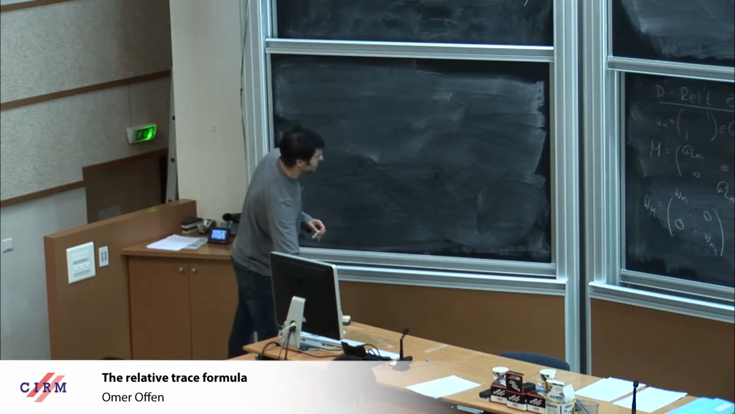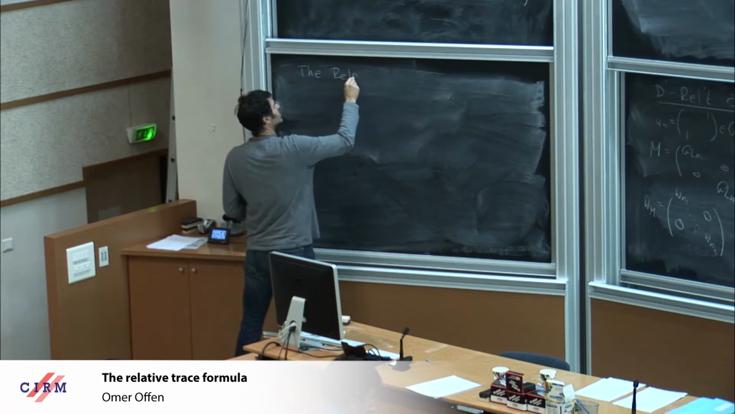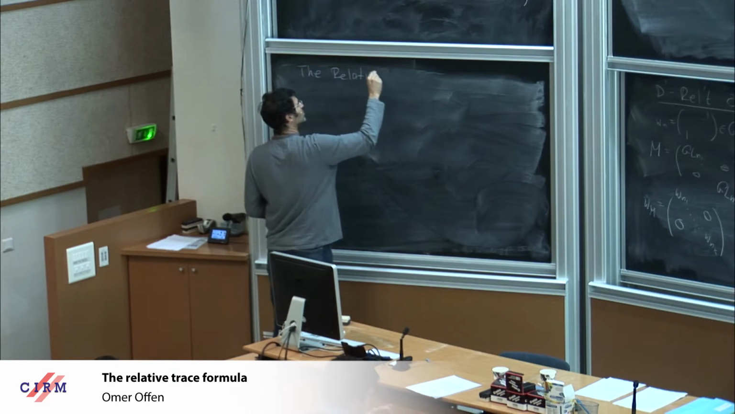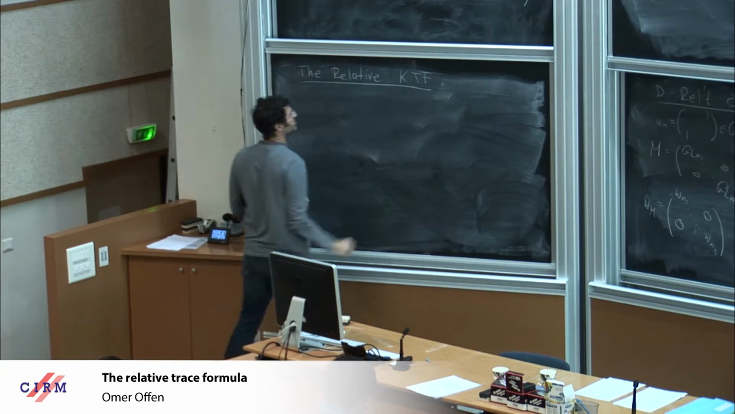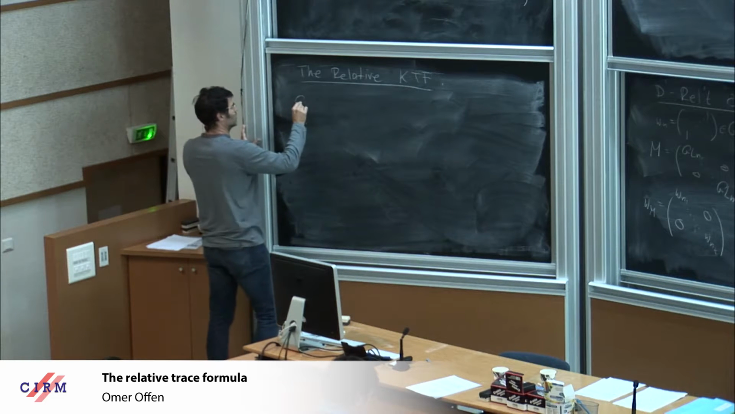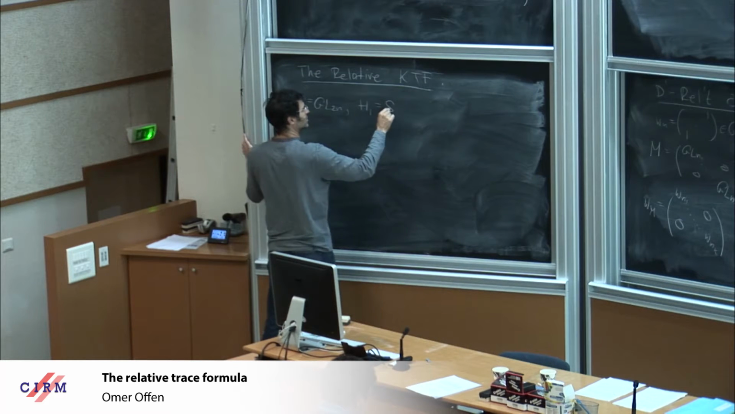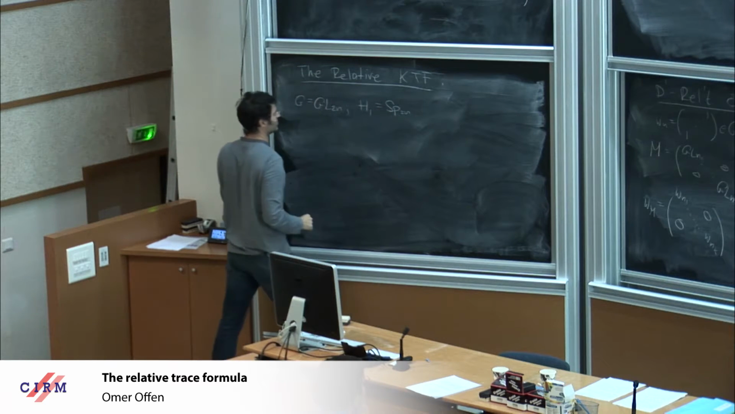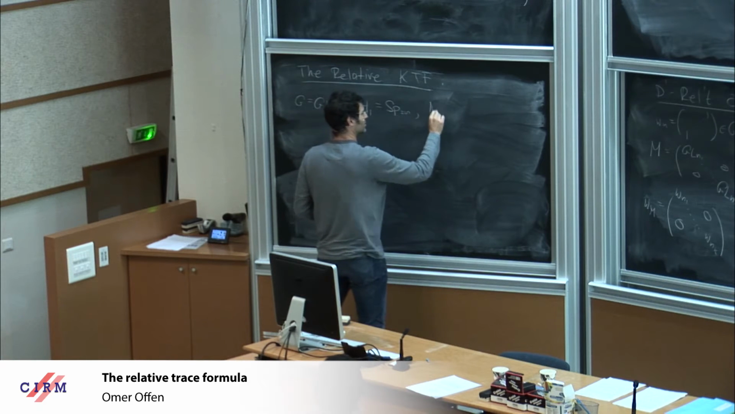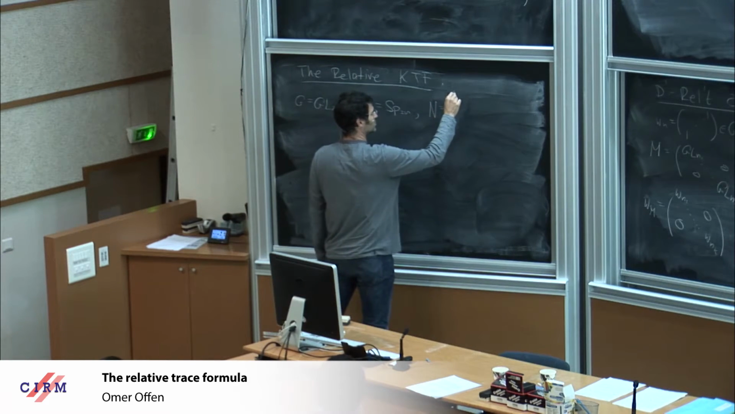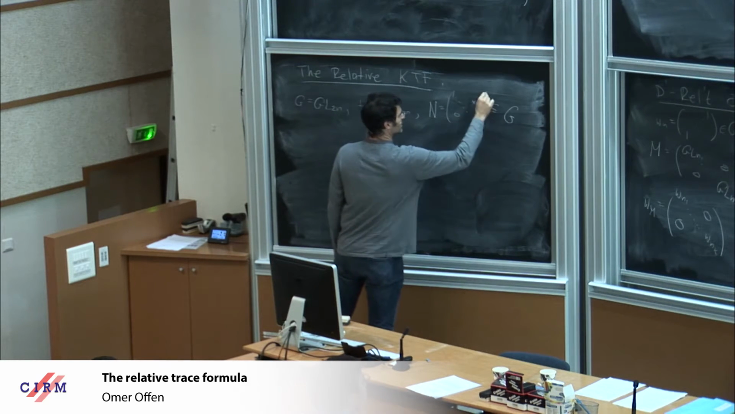I'm going to rewrite what I just erased, a relative Kuznetsov trace formula. So now G is GL2N, H1 is SP2N, and I'm going to write N for the unipotent radical inside G.